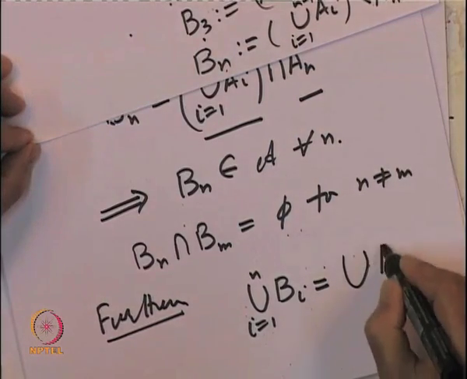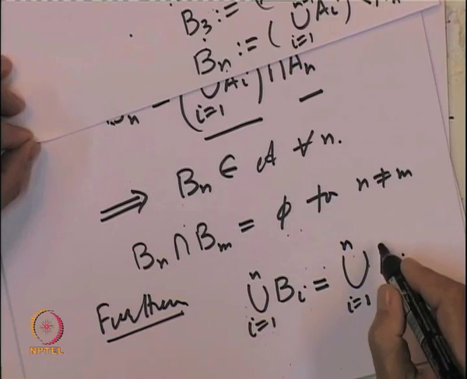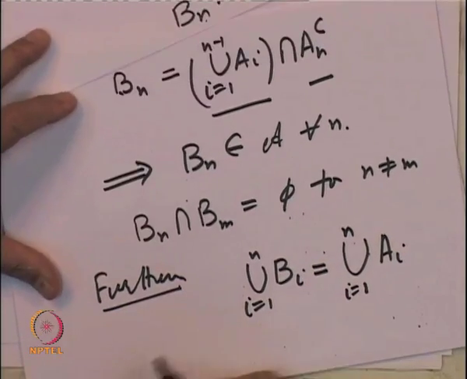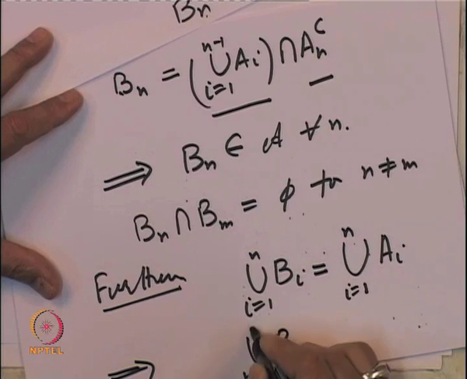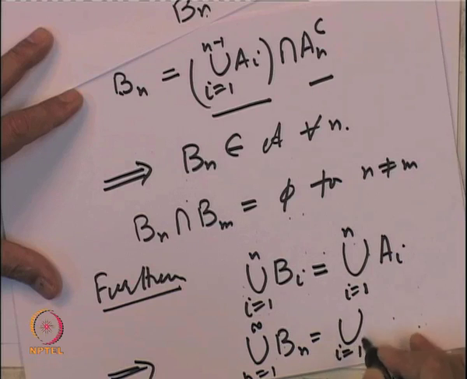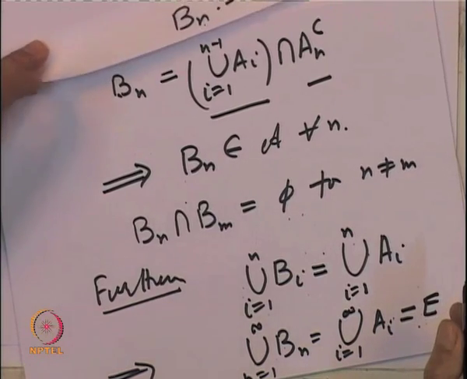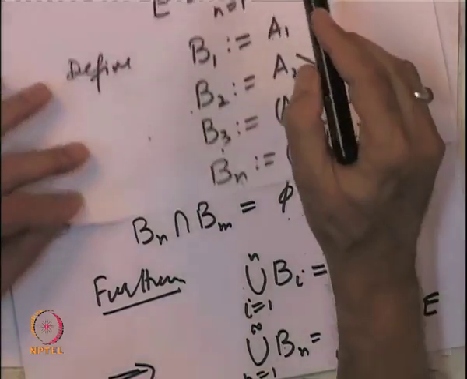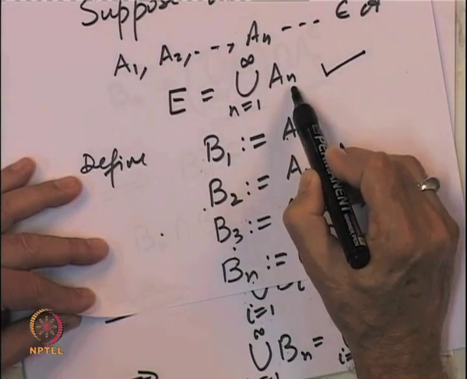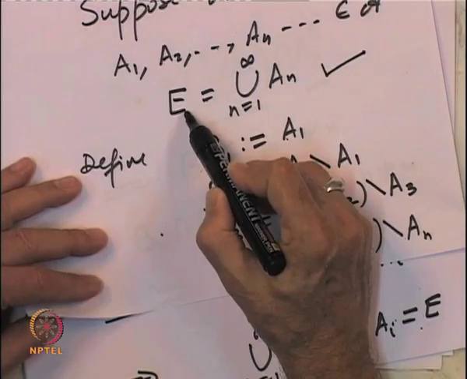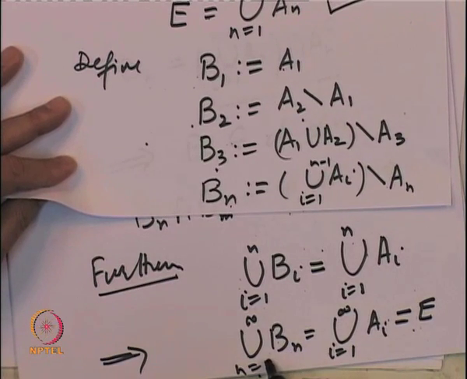So, for every n, union of B i's, i equal to 1 to n is same as union of A i's, i equal to 1 to n. So, as a consequence, this implies that union of B n, n equal to 1 to infinity is same as union i equal to 1 to infinity of A i, which was our set E. So, what we have shown? We have shown that if we start with any countable union of elements in the algebra, E need not be an algebra, but E can be represented as a disjoint union of sets B n, and each B n is in the algebra.